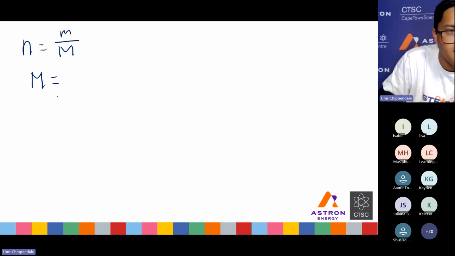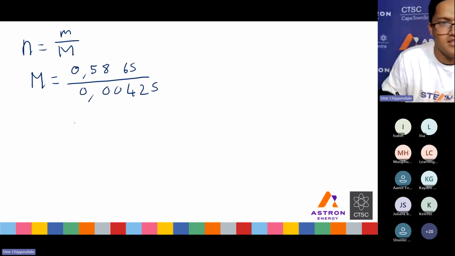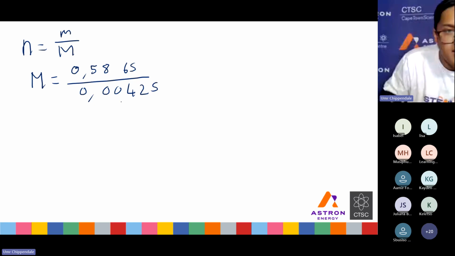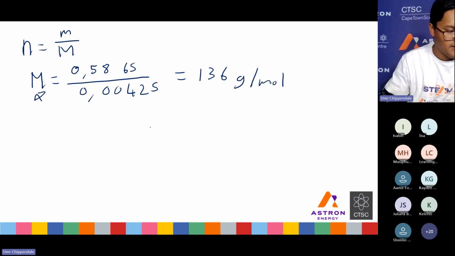So your mass was 0.5865 divided by 0.00425. Let's just make this a 0, so some people might not think it's a 6 later on. And that is now going to be equal to 136. Because we're dealing with molar mass, the units are grams per mole.